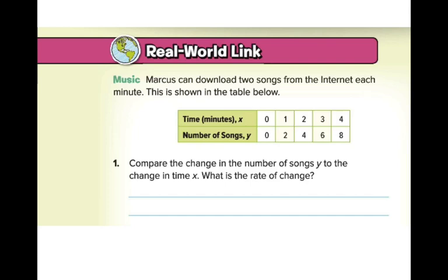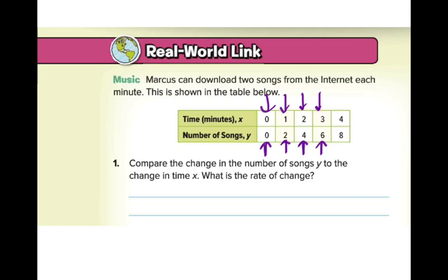Marcus can download 2 songs from the internet each minute. This is shown in the table below. So if you look at our first row, we have the time that it takes to download and the number of songs. So in 0 minutes, obviously 0 songs, makes sense. After 1 minute, 2 songs have downloaded. After 2 minutes, 4 songs have downloaded. After 3 minutes, 6 songs have downloaded. So you probably notice that there's a pattern.